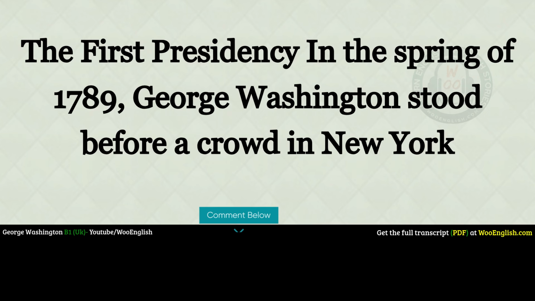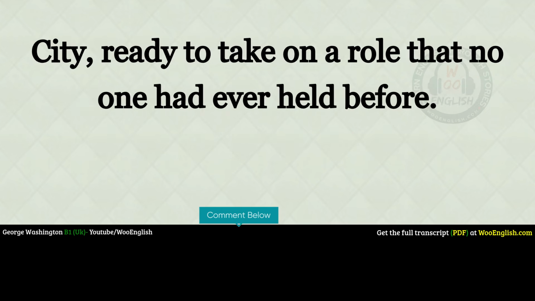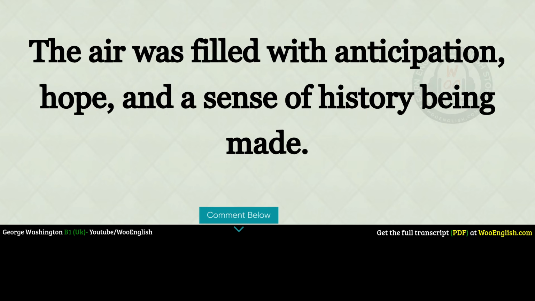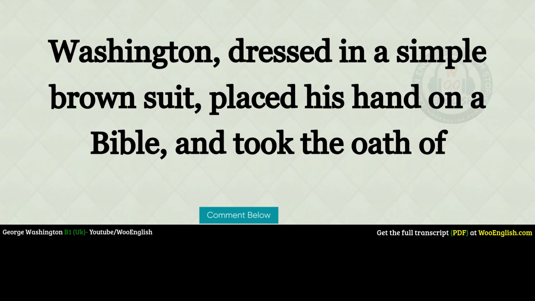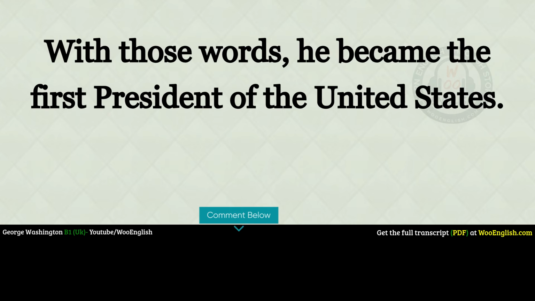Chapter 8. The First Presidency. In the spring of 1789, George Washington stood before a crowd in New York City, ready to take on a role that no one had ever held before. The air was filled with anticipation, hope, and a sense of history being made. Washington, dressed in a simple brown suit, placed his hand on a Bible and took the oath of office. With those words, he became the first president of the United States.